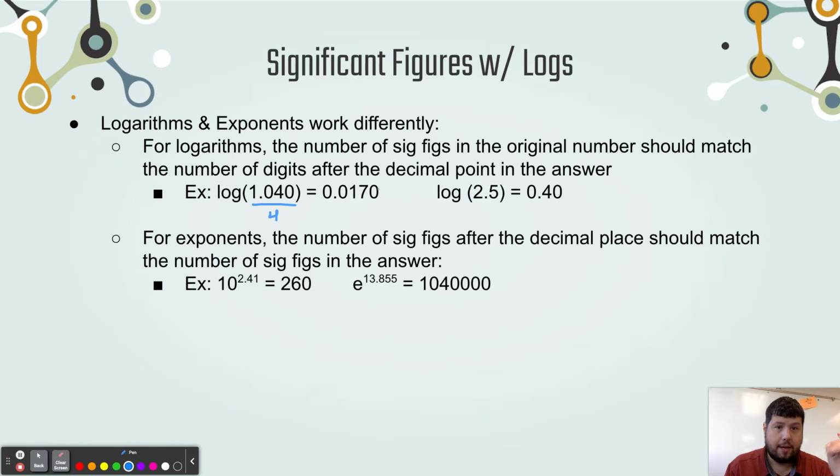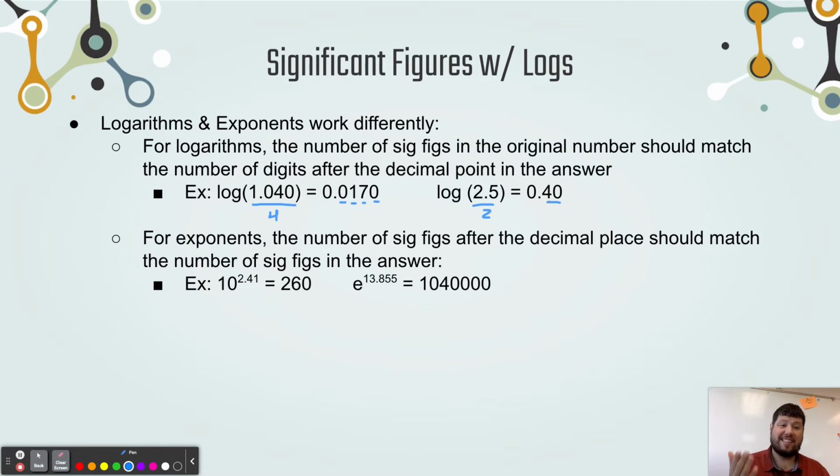I'm going to round it to 4 places after the decimal, not 4 sig figs necessarily, 4 places after the decimal. So 0, 1, 7, 0, that's 4 places, and then I'm going to go ahead and stop there. So a bit of a weird rule, but that's the way it works. And another example I did was a log of 2.5. Here, since this is 2 sig figs, you're going to go 2 places after the decimal point.